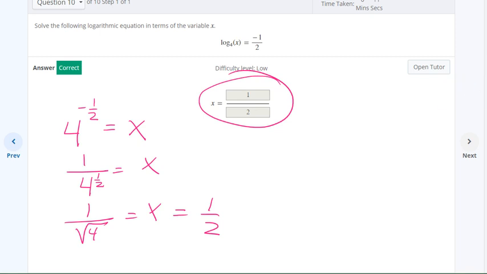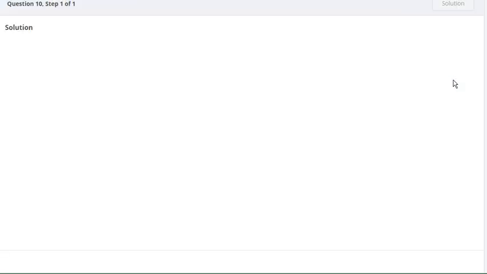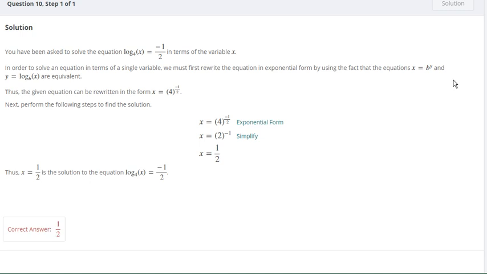Okay, this may be the last one here. Now if you get stuck doing one, remember we have this box here, Open Tutor, and that gives you an explanation too. All right, we'll wind this up just about 10 minutes.